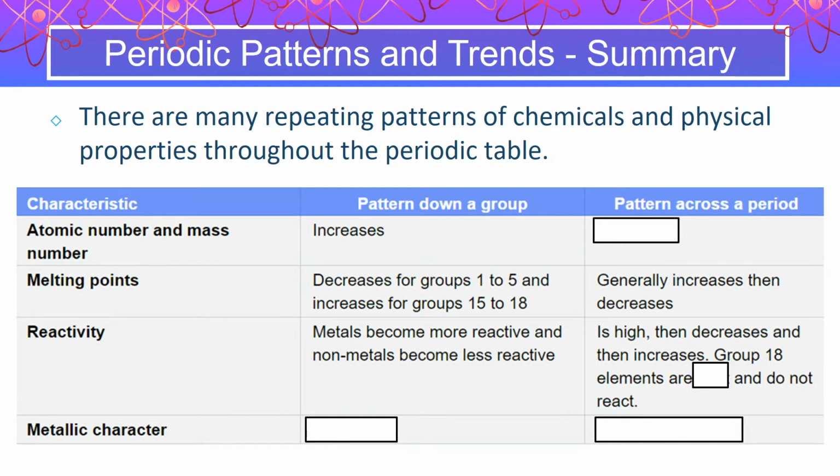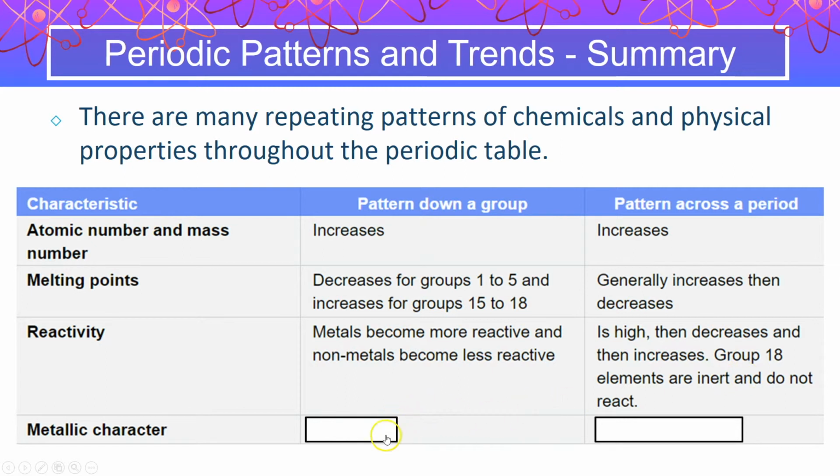So here's a bit of a summary of that. As you can see, as you go down a group, atomic number and mass number increase. And as you go across a period, they also increase. Melting points, you can see how it moves for those. Reactivity, you've just got to remember that group 18 elements are inert. So as you're going across a period, it's high to low to high and then nothing with group 18.